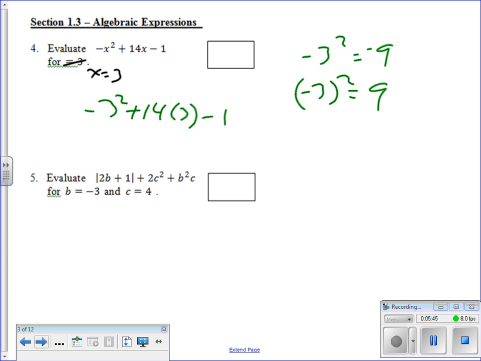Okay? So this is negative 9. And then 14 times 3, let's see, 30, 42. Yeah, 42 minus 1. And then negative 9 plus 42 minus 1. 32.